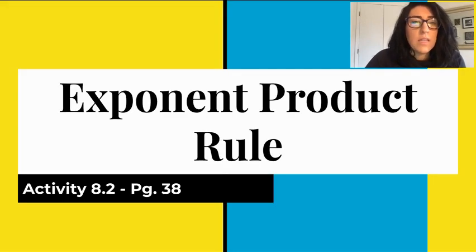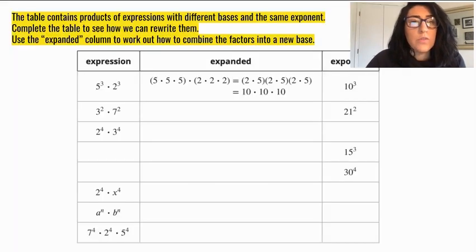Okay, so in this activity, exponent product rule, you start with a table. And the table contains products of expressions with different bases in the same exponent. You're going to complete the table to see how we can rewrite them. You're going to use that expanded column to work out how to combine the factors into a new base.